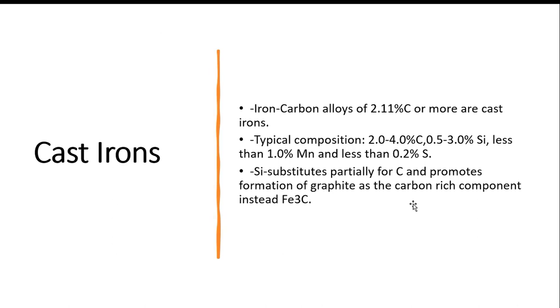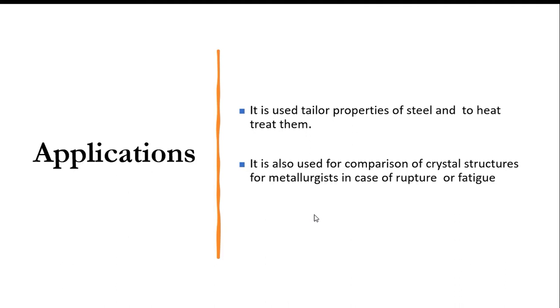Iron carbon alloys of 2.11% carbon or more we call cast irons, right? The minimum is 2.11, the maximum is 4.3. So the typical composition is 2 to 4% carbon, 0.5 to 3% silicon, less than 1% magnesium, and less than 0.2% sulfur. This is the typical composition. Silicon substitutes partially for carbon and promotes formation of graphite as the carbon rich component instead of Fe3C, right? So this is about cast iron.